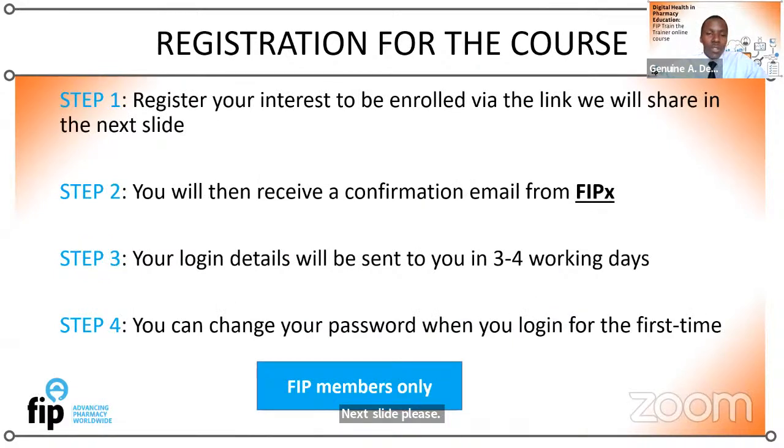So what do you do to register for the course? To join the course, you will need to register your interest to be enrolled via the link we will share in the next slide. Once registered, you will receive a confirmation email from FIPEX, and your login details will be sent to you in 3 to 4 working days. You will be prompted to change your password when you log in for the first time. Kindly ensure that you do this. Next slide.